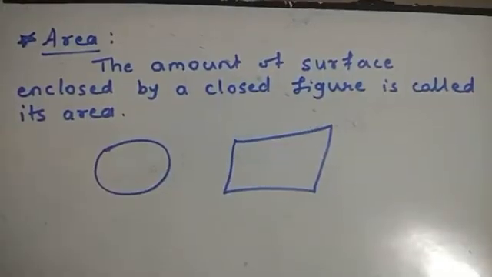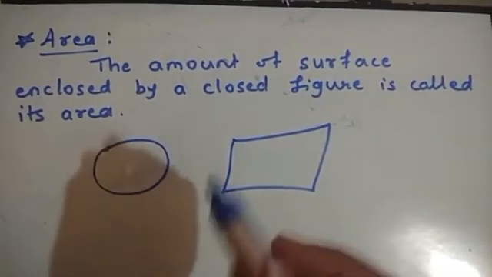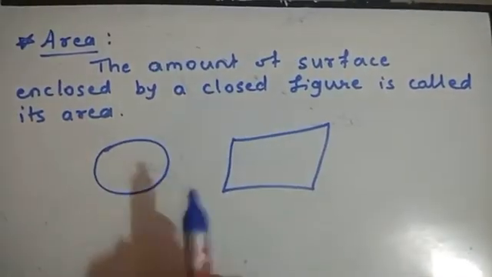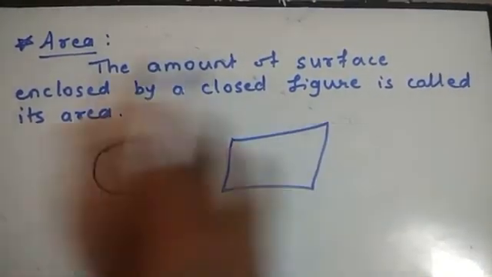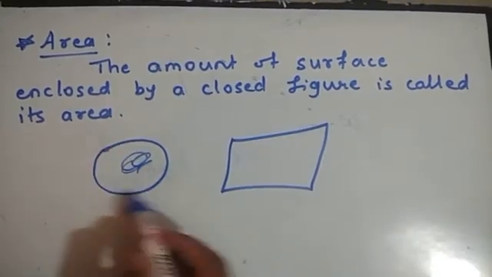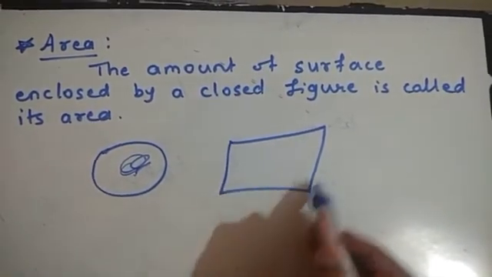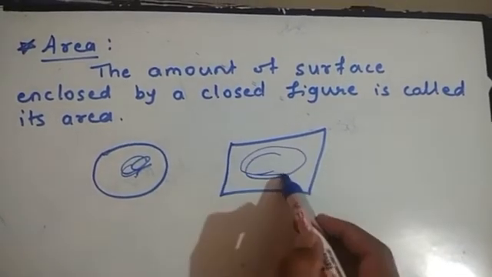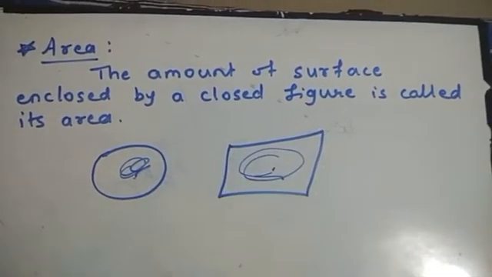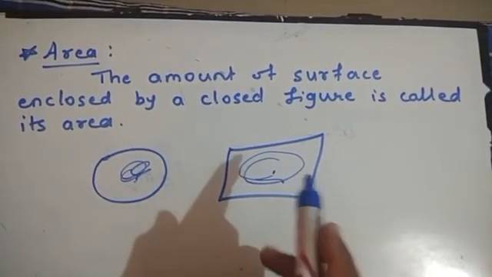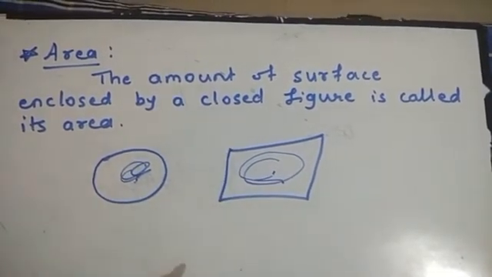Now the next concept is area. Area means the amount of surface enclosed by a closed figure is called its area. Here we can see this amount of plane surface enclosed by this closed figure. So this is the area of this figure. Here also we can see that by this figure this much area is enclosed, right? So this is the area of this figure. Therefore the amount of surface enclosed by a closed figure is called its area.